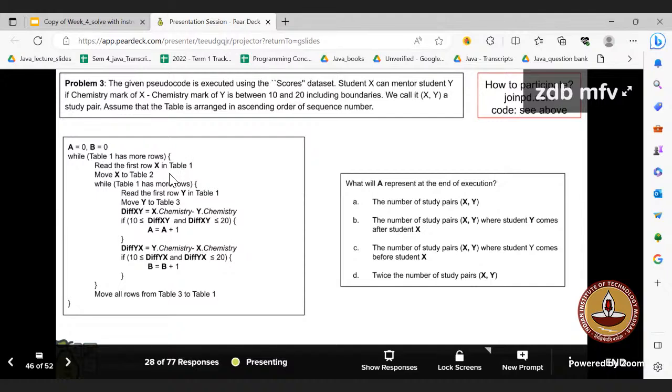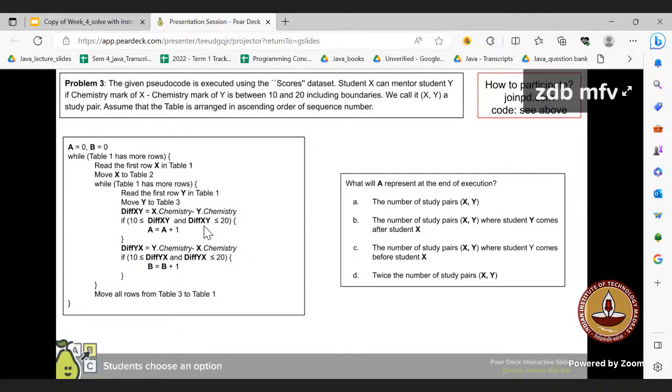Yes, two different students. So you are checking whether that difference is between 10 and 20 in this if block. If 10 is less than or equal to difference xy and difference xy is less than or equal to 20, that means difference xy is in the range of 10 to 20. Then you are incrementing a equal to a plus 1, no? Yes, ma'am. So can you tell when we are doing that? Ram's chemistry marks minus Rahul's chemistry marks must be between 10 and 20, right? Yes, ma'am. Then we are doing a equal to a plus 1.